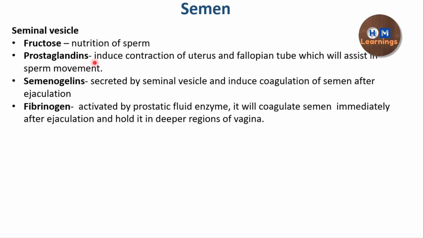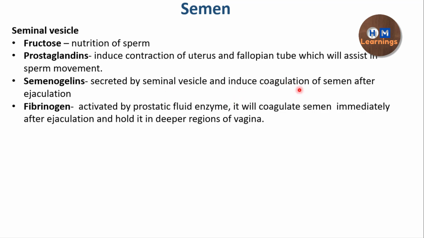so the mitochondria is going to metabolize the fructose to generate the ATP. Then prostaglandins have the function of inducing the contraction of the smooth muscles of the uterus and the fallopian tube, which will assist the sperm movement from the vagina where they are ejaculated to the site of the fertilization, that is the ampulla of the fallopian tube.